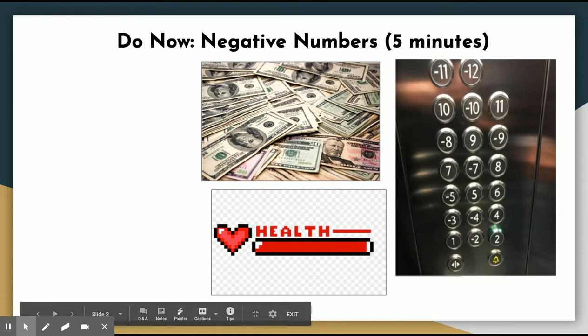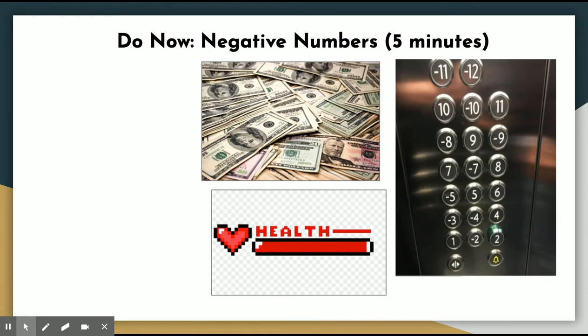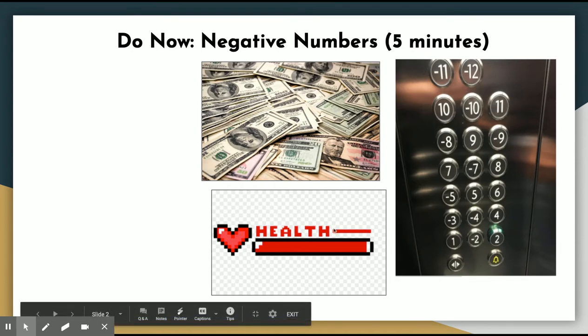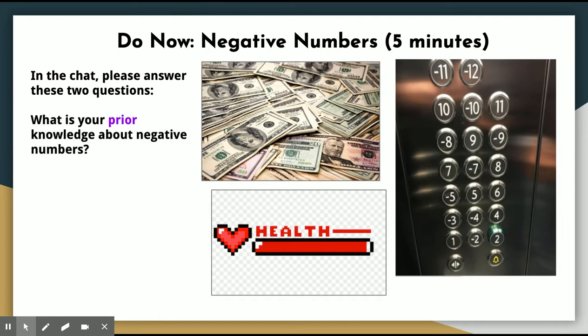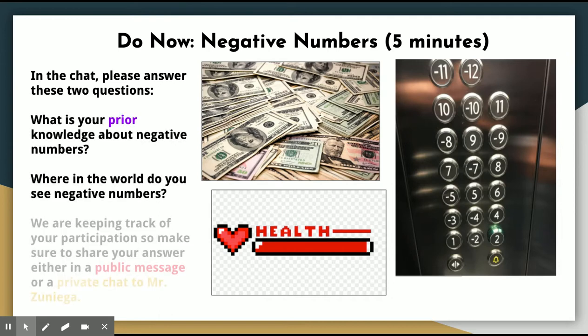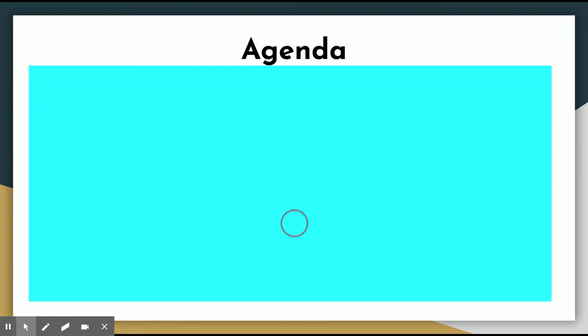Basically, we had a chance to talk about negative numbers today, and we talked about all sorts of examples of where people actually see negative numbers. Some people would see negative numbers in money. When they go down an elevator, you can see negative numbers. Or some of you see negative numbers when we talk about video games. So we talked about what you know about negative numbers and where in the world you see negative numbers.